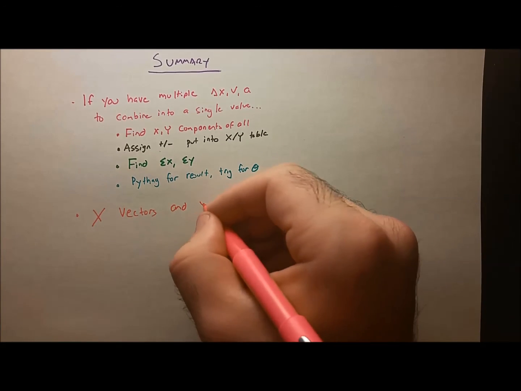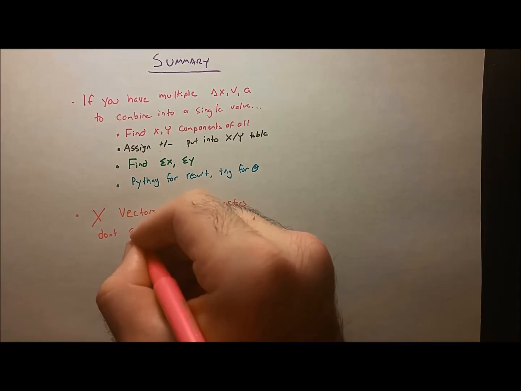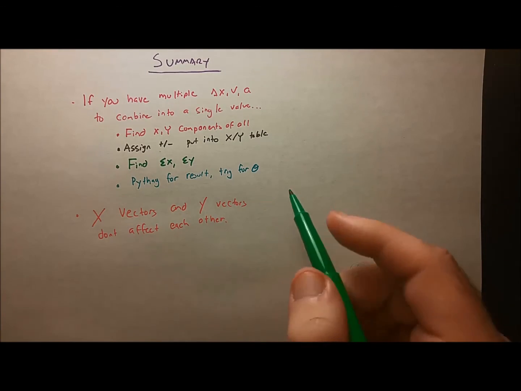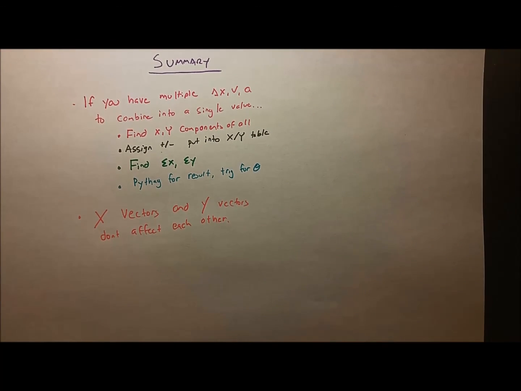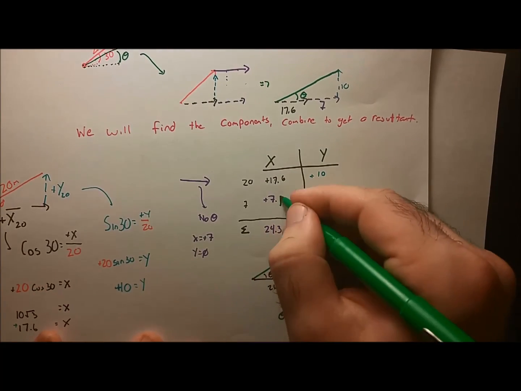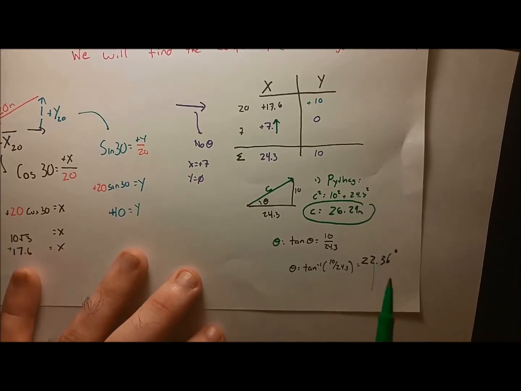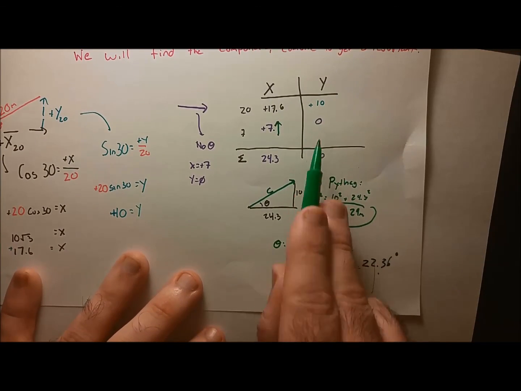Furthermore, we also realize that x vectors and y vectors don't actually affect each other. So if we go back to the previous example, if you increase the size of the 7, that would change the final result and angle, but it would not change the y part.